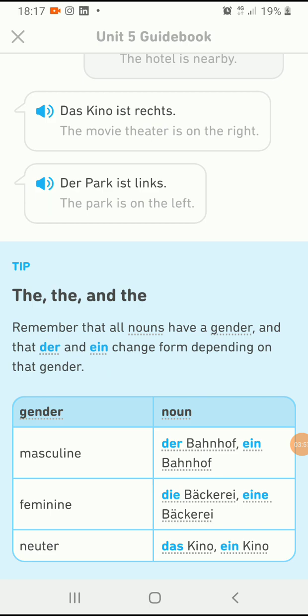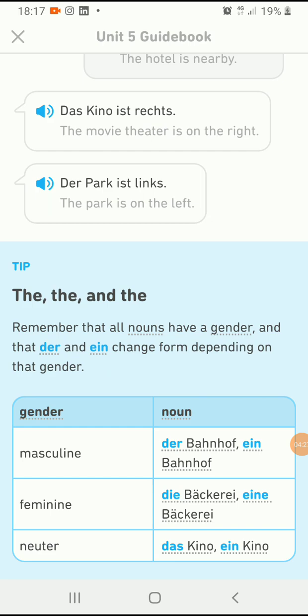So der Bahnhof, ein Bahnhof. And die Bäckerei, eine Bäckerei. So it's a bakery basically. And neuter, I was going to say neuter. Yes, neuter is, for example, das Kino, ein Kino.